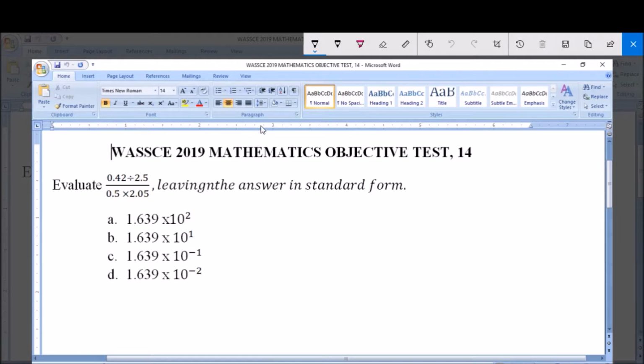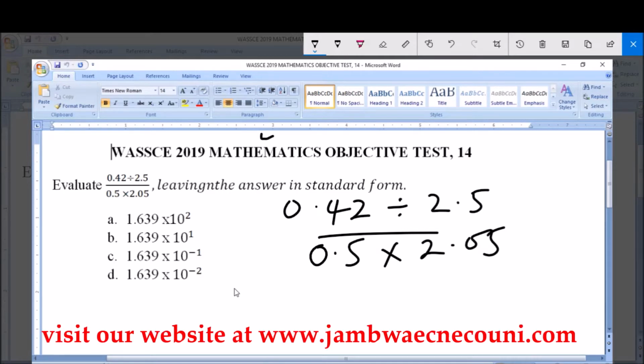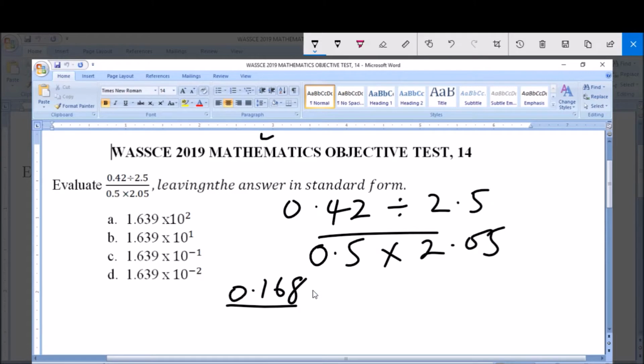So you can actually use your calculator to punch this one, but the main thing is to leave your answer in standard form. So you say, what is 0.42 divided by 2.5? We have 0.168. Now everything is divided by 0.5 multiplied by 2.05.